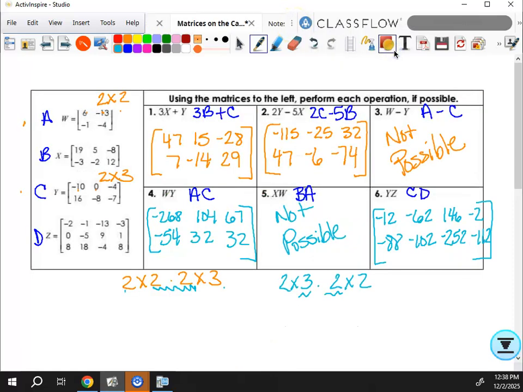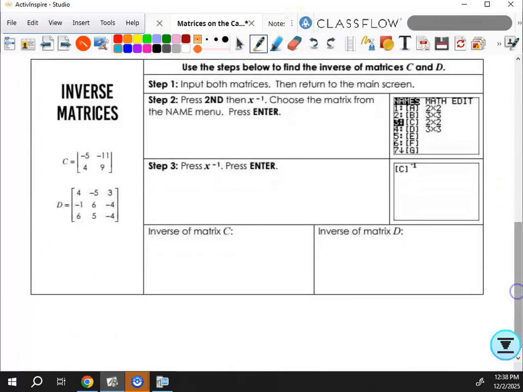Here we are. So we are here. And here, again, if you're somebody that doesn't have your calculator today, these are step-by-steps. It's the same screens that are up there. So the inverse is that x to the negative 1 power that we've been hitting so often here. So what we're looking for here is C inverse and D inverse.